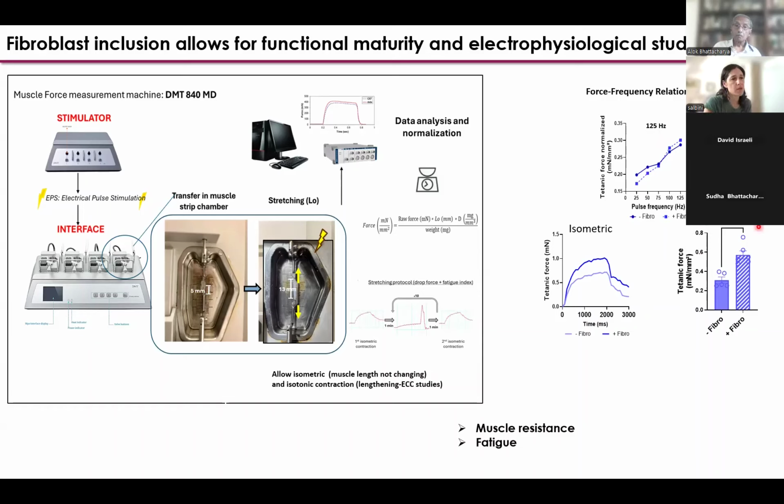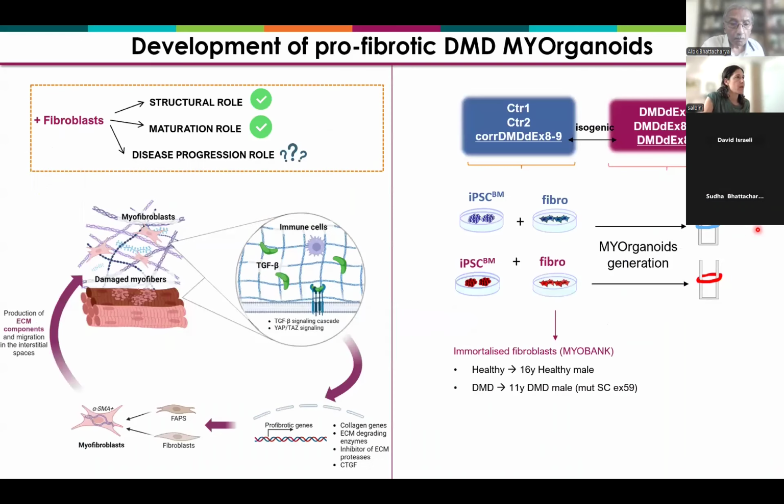And we observe an increase of tetanic force when fibroblasts are included. So higher maturation, higher function for the muscle. And so from this point, we decided to use fibroblasts also derived from DMD patients to try to exacerbate the disease, with the idea to mimic the pathogenic environment within the muscle. There is a crosstalk between muscle and fibroblasts, because they can signal each other, and the fibroblasts tend to secrete more matrix because they are activated by the damaged muscles. So it's really important to mimic this crosstalk.